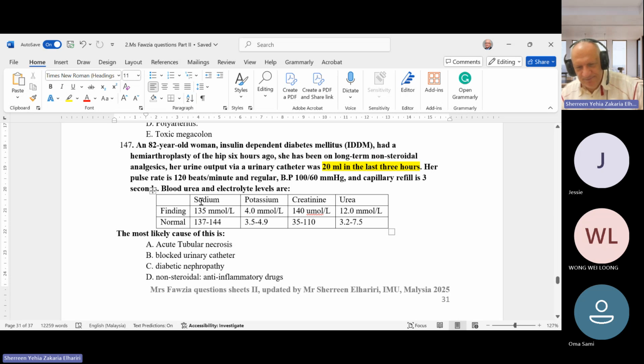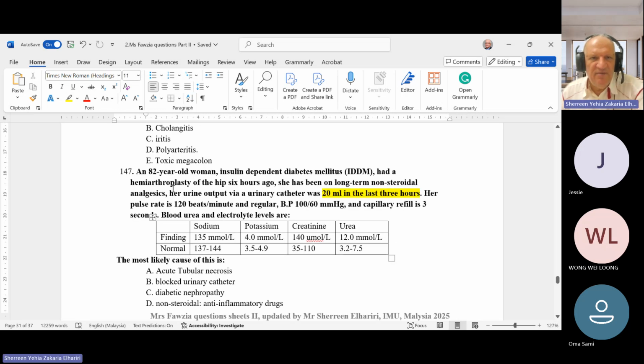Next question. What is the next question? 147. Okay. A 48 years old woman with insulin dependent diabetes mellitus has had hemiarthroplasty of the hip 6 months ago, and has been on long-term non-steroidal analgesics, so maybe she has osteoporosis.